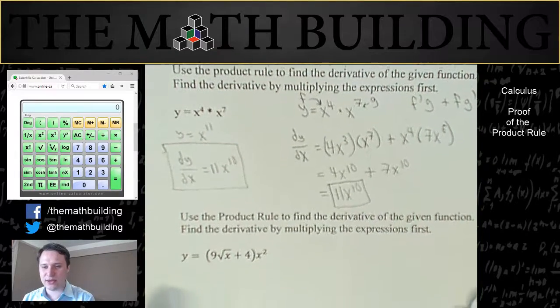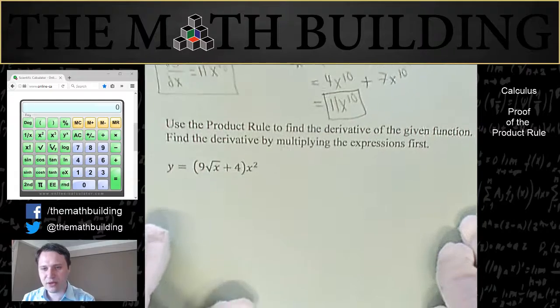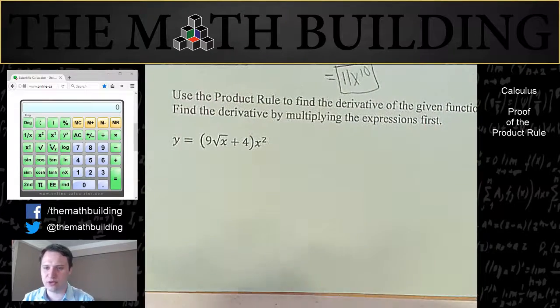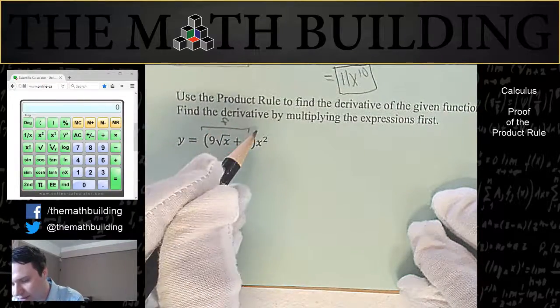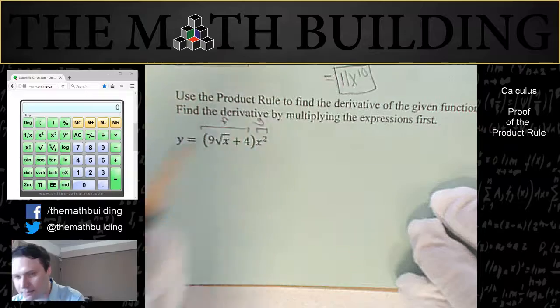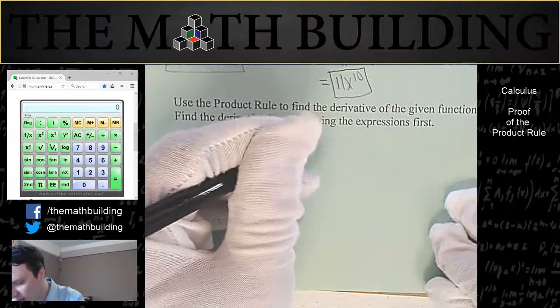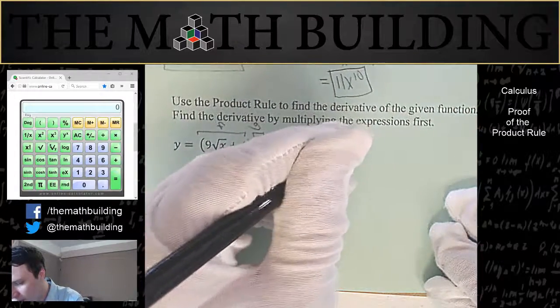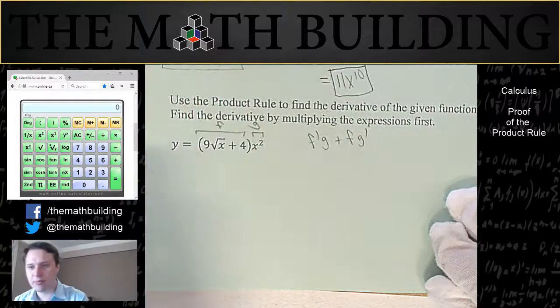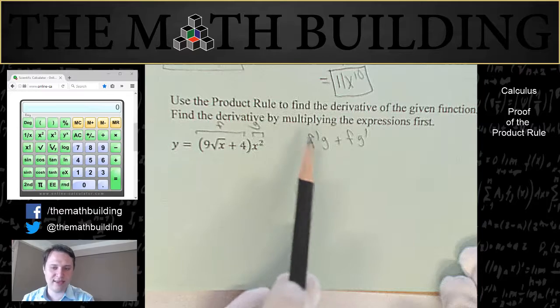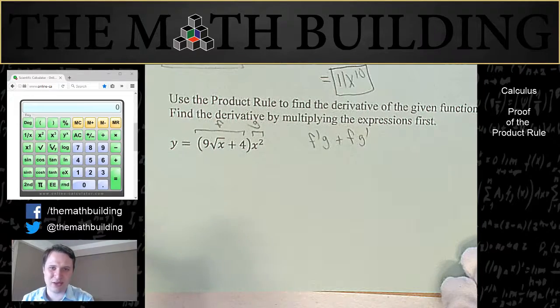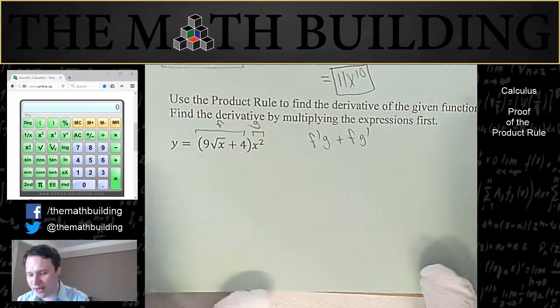So when would we actually use the product rule? Here's a good function where we're going to use the product rule. Once again, this right here is going to be my f, and this right here is going to be my g. And once again, it's f prime g plus fg prime. The most common mistake people make is they leave out the f or the g. They only take the derivative of f or only the derivative of g. So make sure you don't do that.